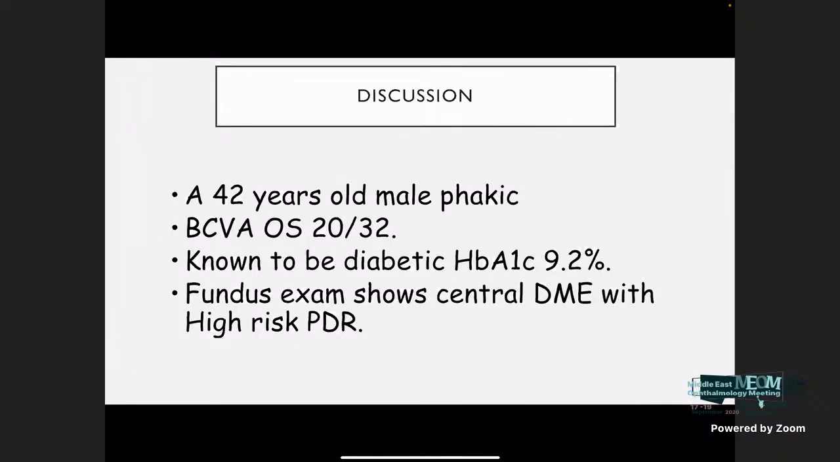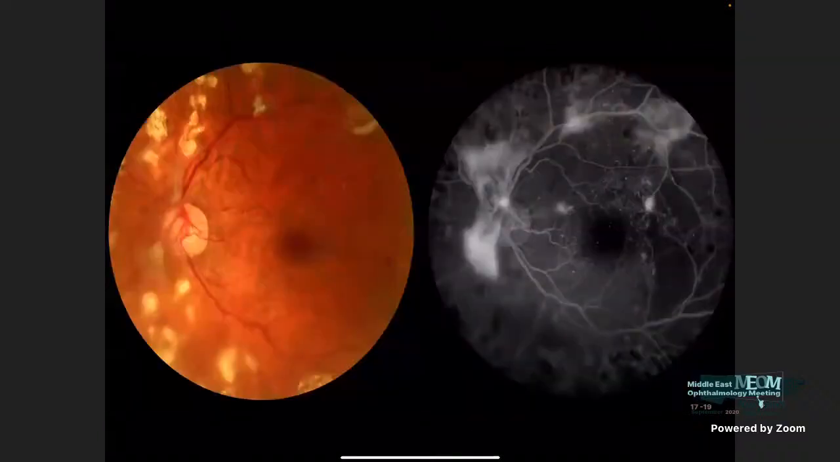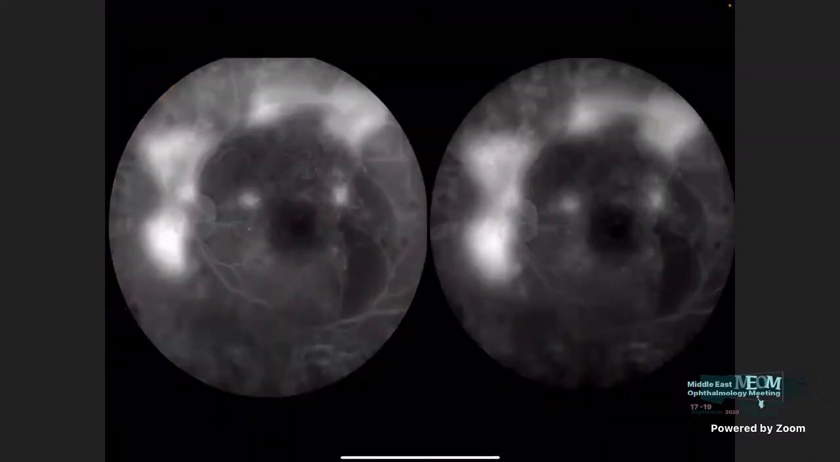So the fundus exam shows central diabetic macular edema with high-risk proliferative diabetic retinopathy, and the fundus exam shows NVD, NVE with minute vitreous hemorrhage with some panretinal laser application, and his early angiogram shows early leakage from the new vascularization elsewhere and on the disc, along with enlarged fuzz and an area of hypoperfusion temporal to the macula.